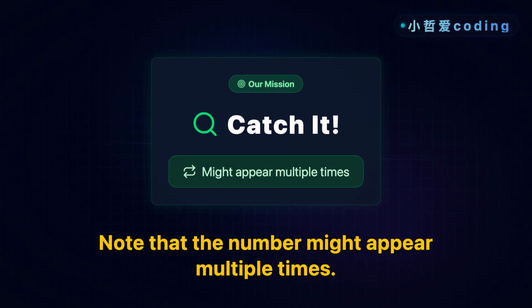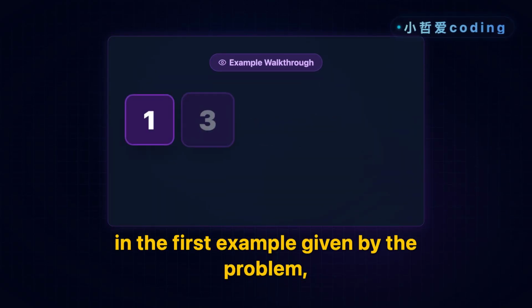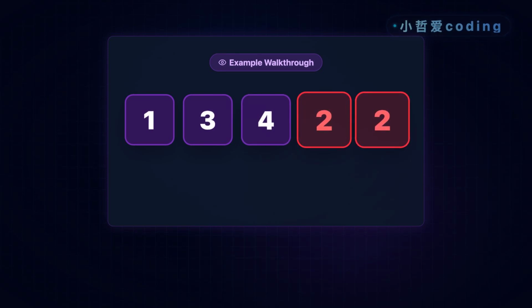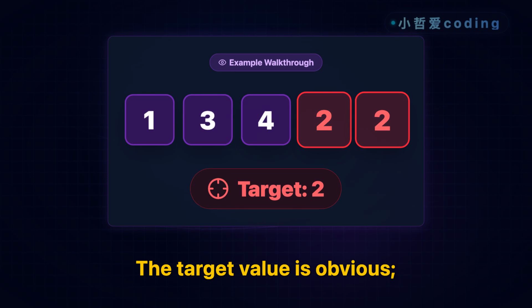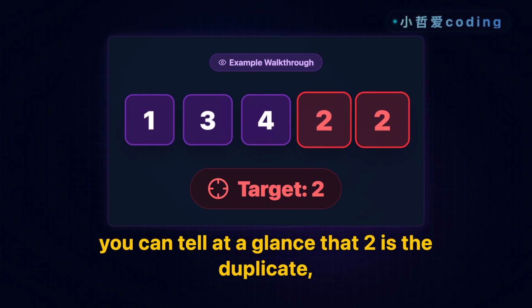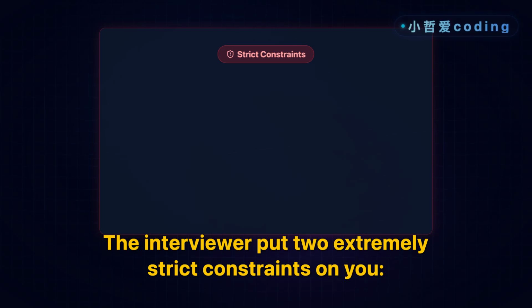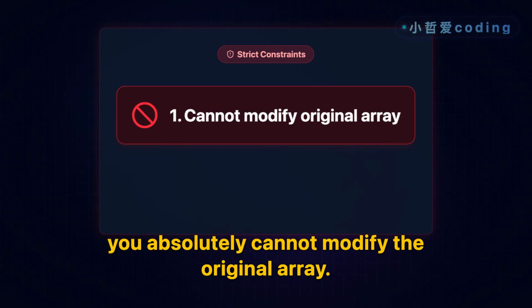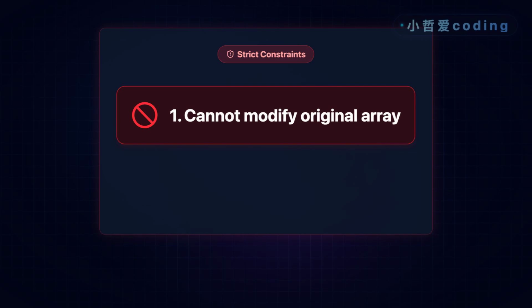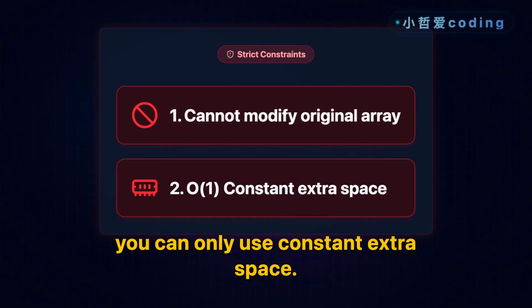For example, in the first example given by the problem, the array has 5 numbers: 1, 3, 4, 2, and 2. The target value is obvious. You can tell at a glance that 2 is the duplicate, right? But the interviewer put 2 extremely strict constraints on you. First, you absolutely cannot modify the original array. Second, you can only use constant extra space.